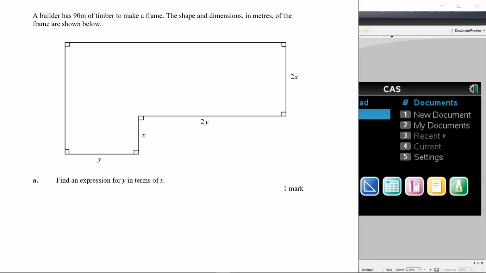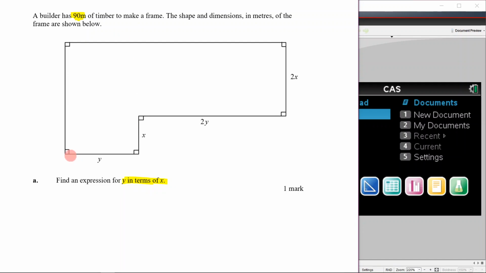Welcome. In this video, we'll be answering this question before us. It says, a builder has 90 meters of timber to make a frame. The shape and dimensions in meters of the frame are shown below. What we need to do is find an expression for y in terms of x. So let's look at the diagram that we've been given here.